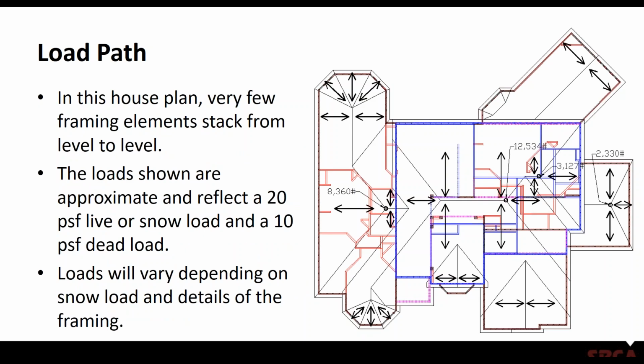This particular slide just shows an example of how these loads can accumulate. In this case, the roof live load or snow load that was used was only 20 pounds per square foot, and the dead load was 10. But you can see you get some fairly large magnitude loads that are being concentrated loads that are being transferred down through some of the interior locations.